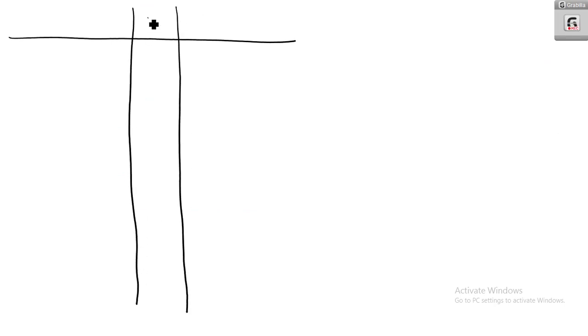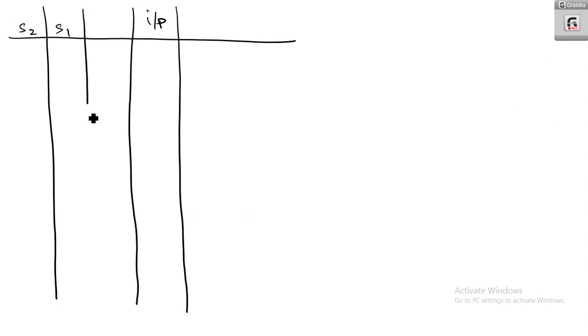Here I am having one input, and S2, S1 and S0. These three are selectors. Then I have the output, which is F. So we can write up to 15.